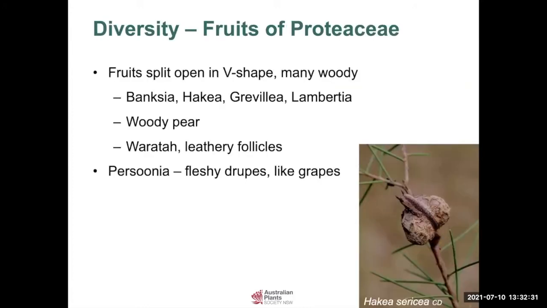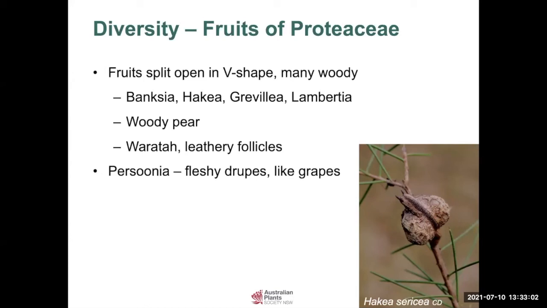Okay, just having a look at some of the diversity of our fruit. So within the Proteaceae family, you often read in books that Proteaceae have fruits that split open in a V shape, and many of them are woody. And you think, okay, Banksia, yes, the follicles split open in half. Hakea, yes. Grevillea, yes. Lambertia, the mountain devil, yes. Even the woody pear, yes.